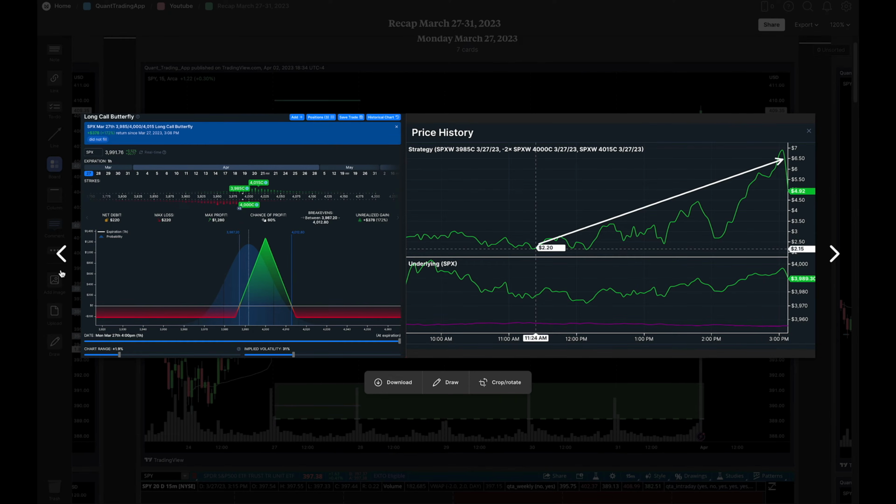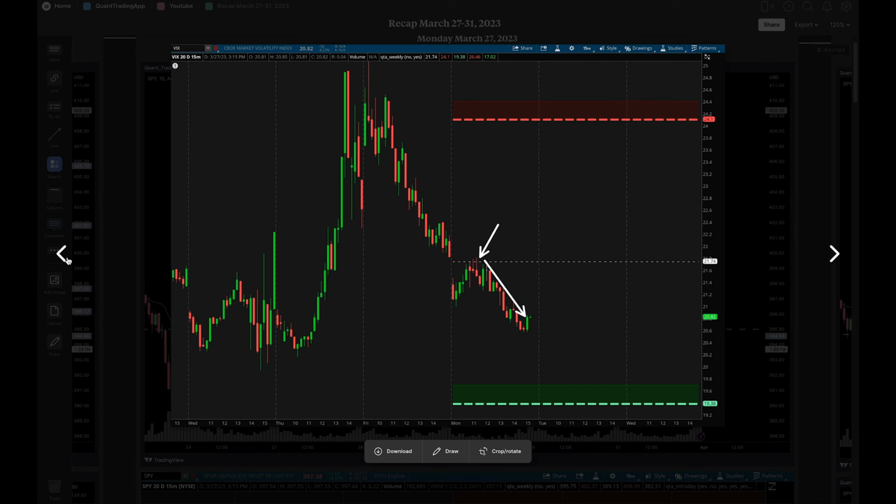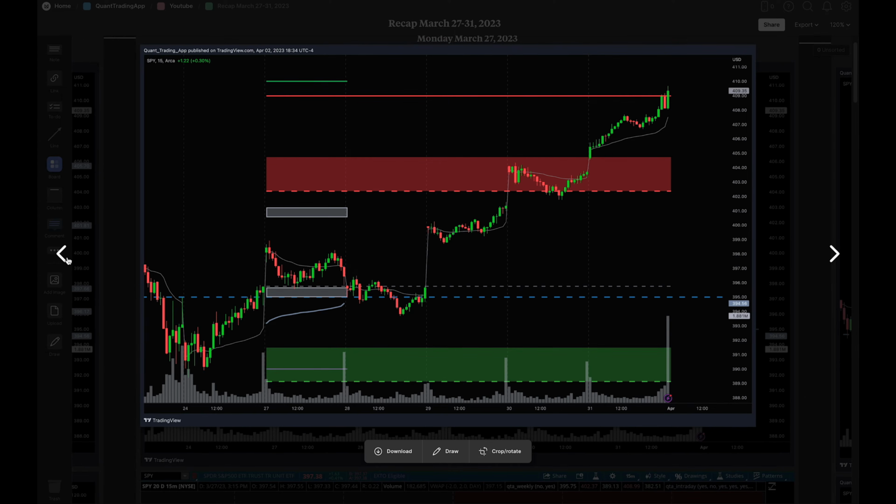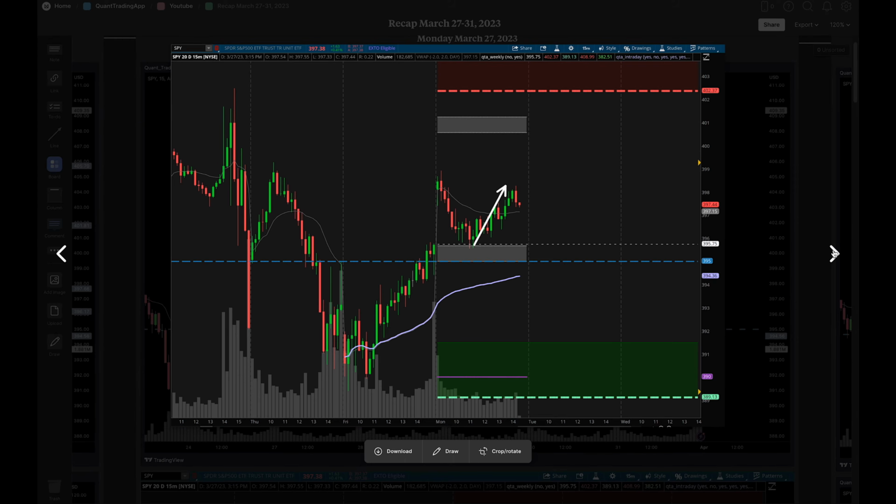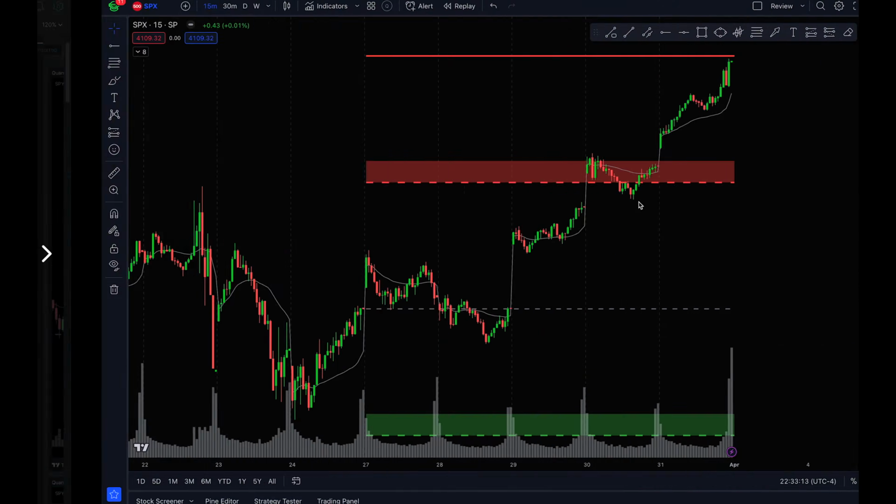And then how did that actually play out? Let's just jump back right here. You guys can see where the market actually went. Sorry about that. Let's actually just check TradingView.